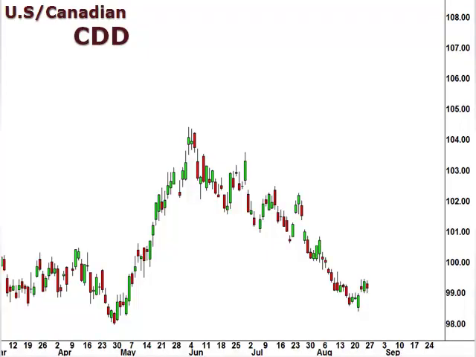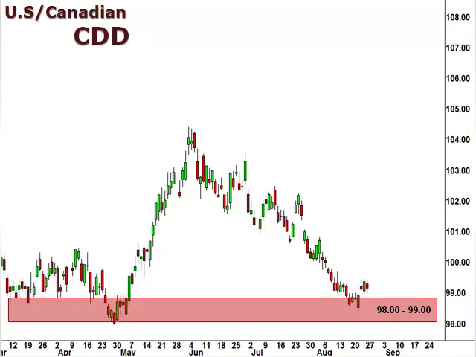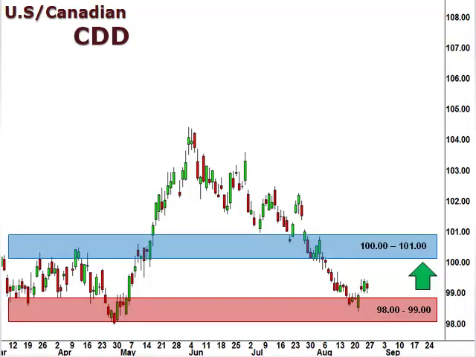Let's take a look at the CDD, the U.S. dollar versus the Canadian dollar. Well, the CDD bounced at the 98 and 99 support level. We are open to a push towards this 100-101 focal zone this week.